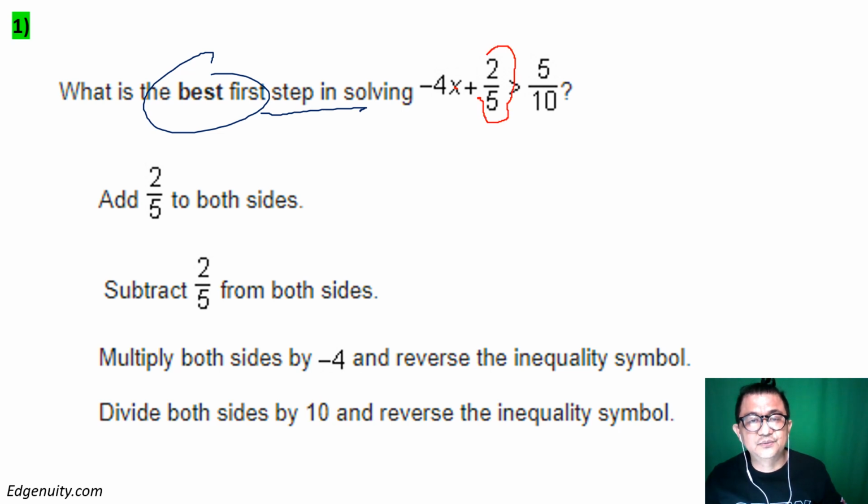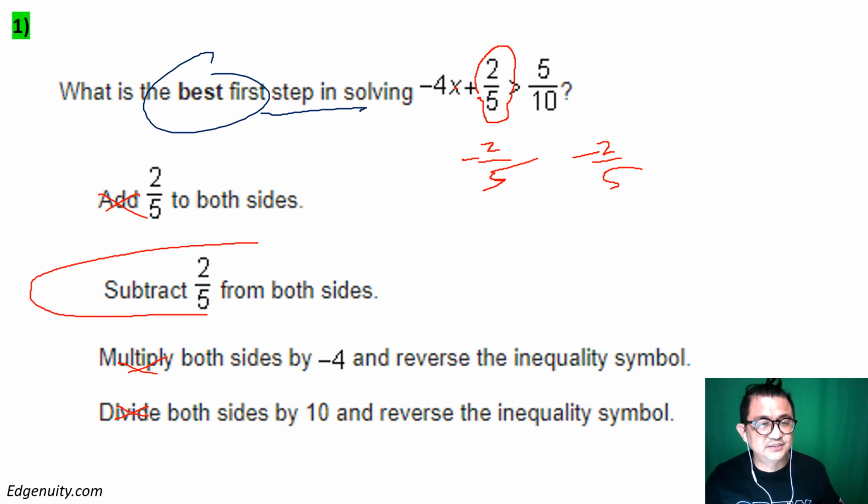How do I get rid of adding? Of course, subtracting. Subtract 2/5 for you, subtract 2/5 on the other side. We didn't add, we didn't multiply, we didn't divide, so this is subtracting.